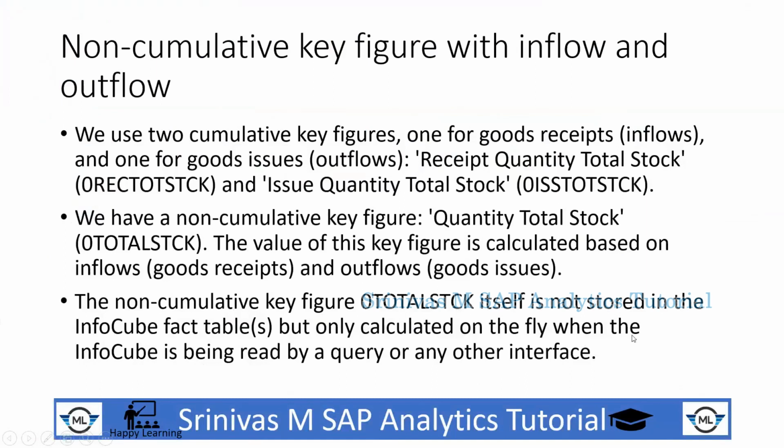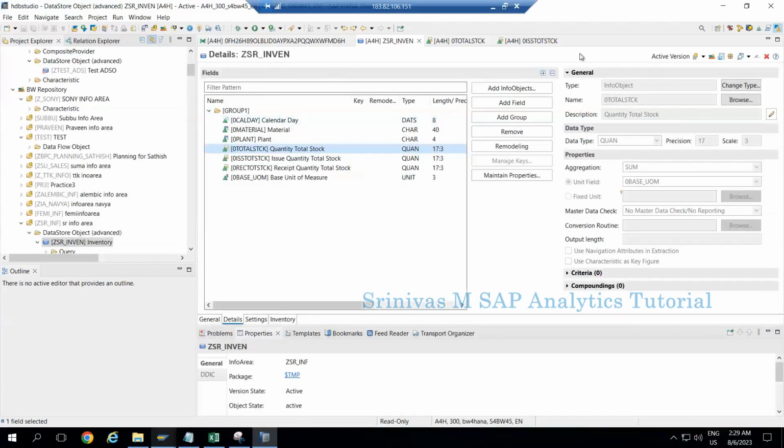It is only calculated on the fly when the InfoCube is being read by a query or any other interface. What exactly does it mean? For example, if I go to display data, data preview, let's go to reporting preview here.